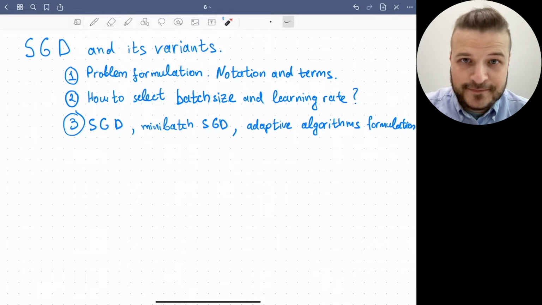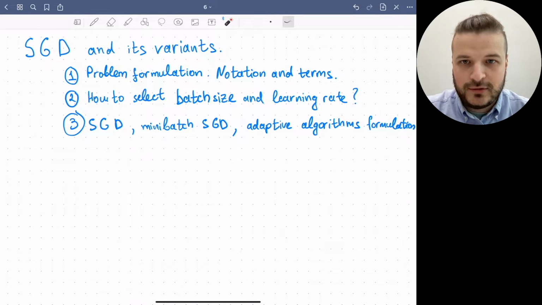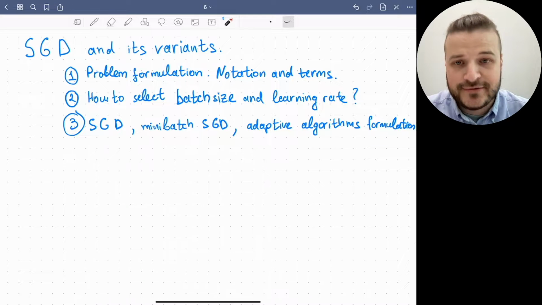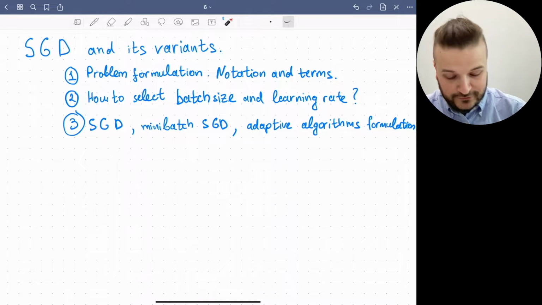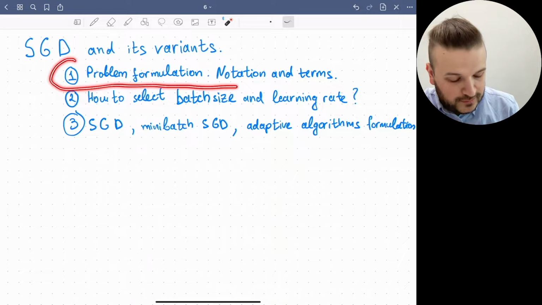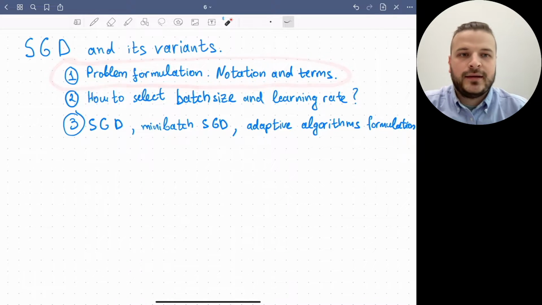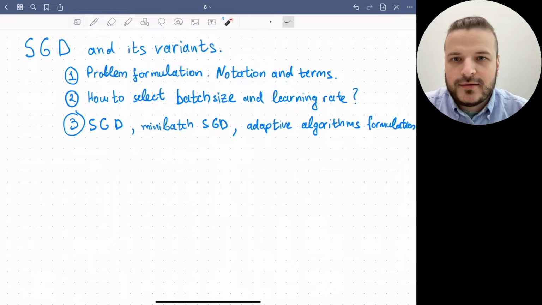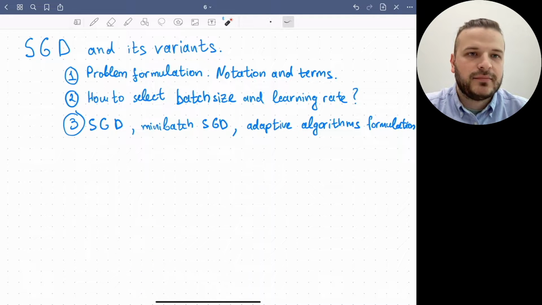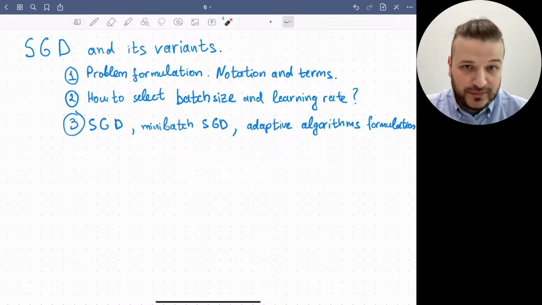Hello, my dear students, and today we'll talk about the SGD algorithm and its variants in the context of machine learning applications and neural network training. The first part of today's lecture will be dedicated to the problem formulation and its specifics, which are explicitly related to big machine learning problems, huge scale optimization.